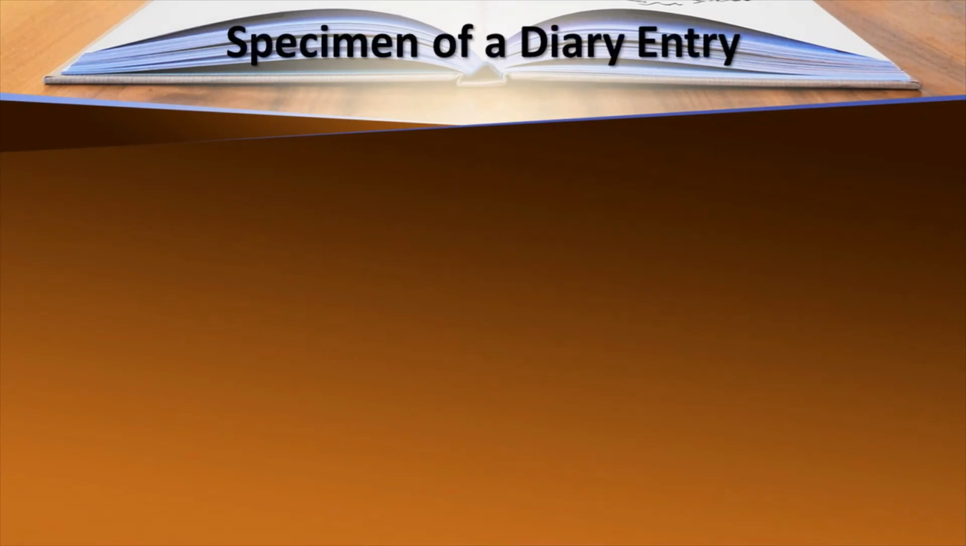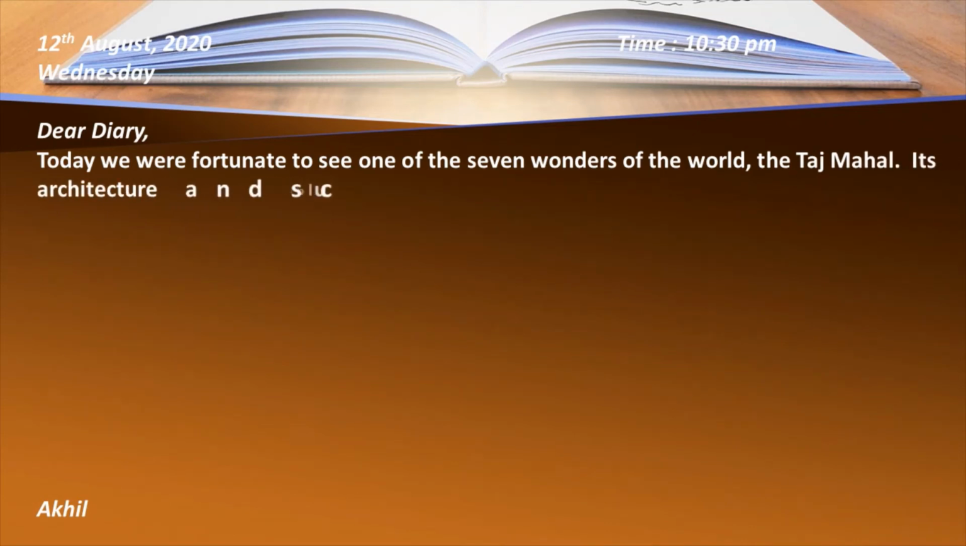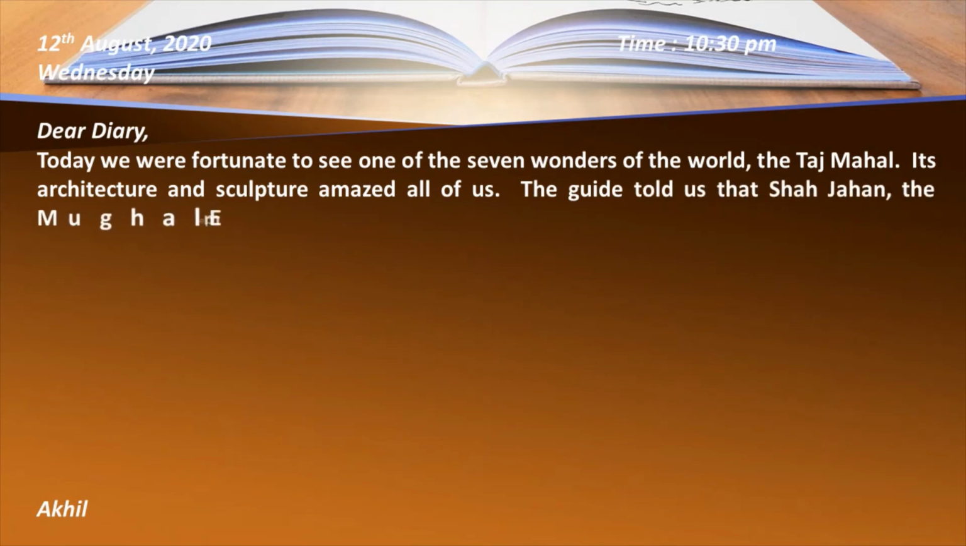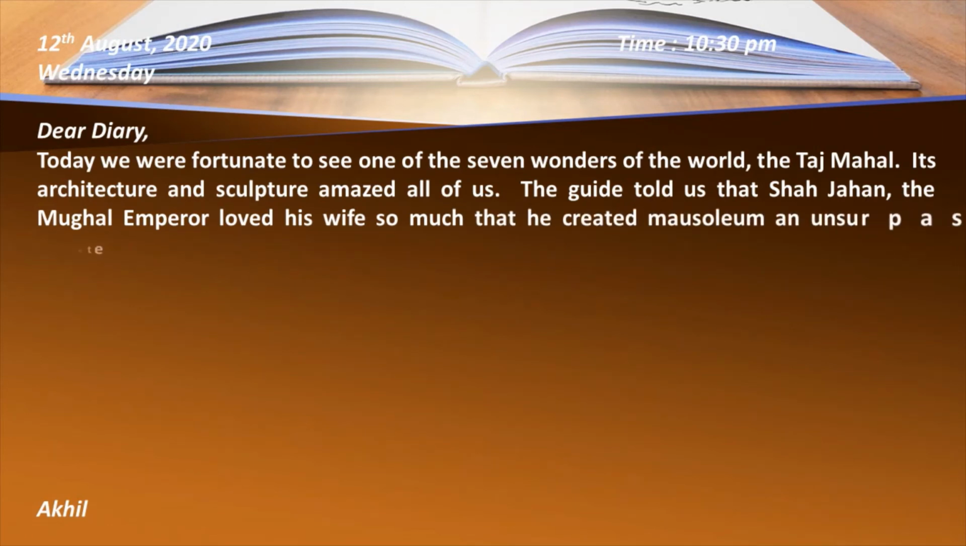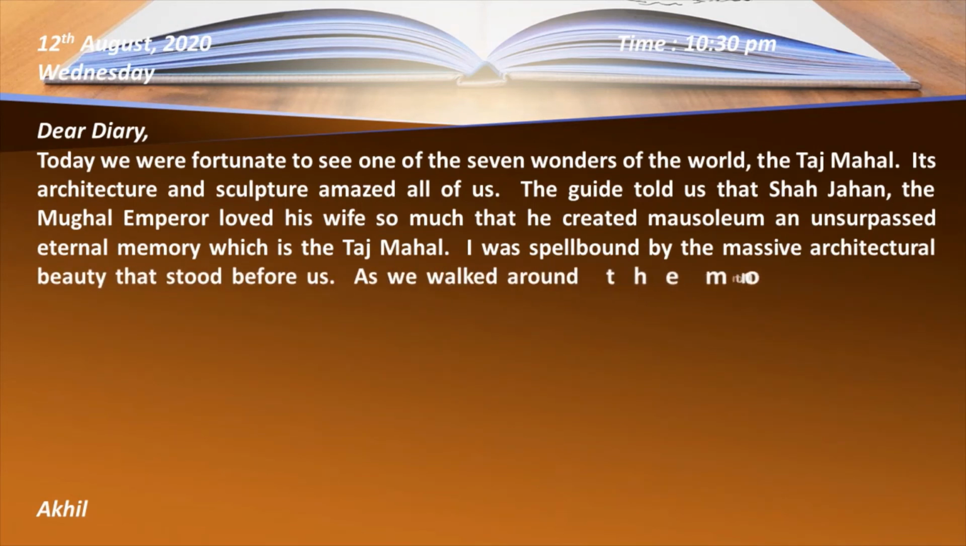So here is a specimen of a diary entry. August 2020, time 10:30 p.m. Wednesday. Dear Diary, today we were fortunate to see one of the seven wonders of the world, the Taj Mahal. Its architecture and sculpture amazed all of us. The guide told us that Shah Jahan, the Mughal emperor, loved his wife so much that he created a mausoleum, an unsurpassed eternal memory, which is the Taj Mahal.